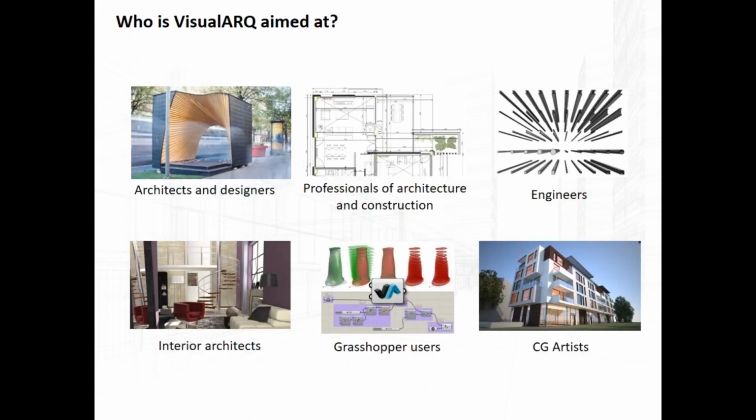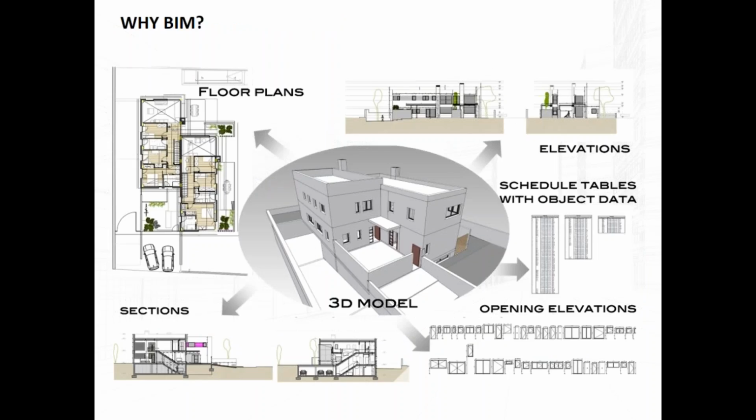When we say that VisualARQ adds BIM features, we base this on the concept that everything comes from the 3D model. Everything is managed from the 3D model. All the documentation drawings that are generated from the architectural model come from the 3D geometry, and they are linked to it. So any change that is applied to the 3D model is reflected in the documentation that is generated out of it.